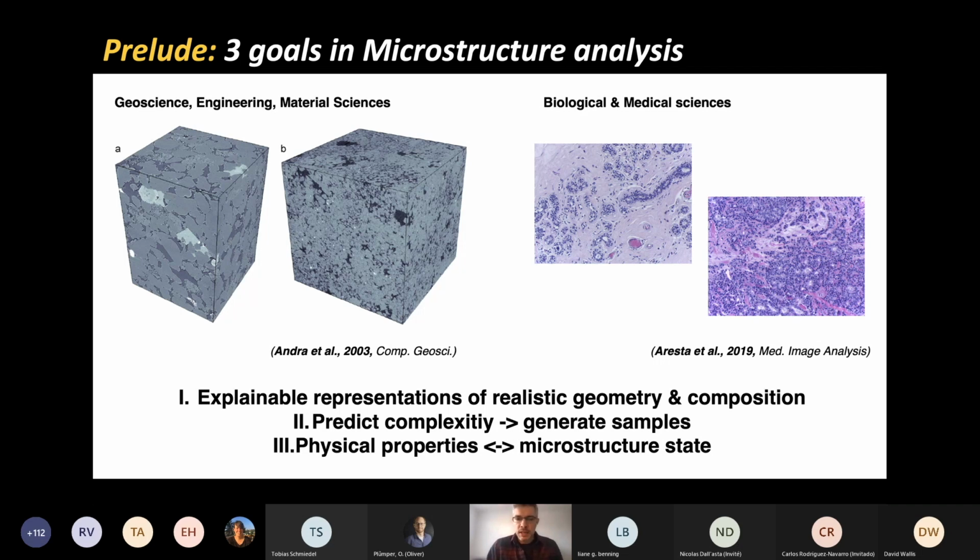If we have such representations, then what we would like to do is to be able to predict complexity. So we would like to take images such as the ones that you see here on the screen, and we would like to make new samples out of them. If we can abstract them, then maybe we can make a copy or a numerical sample that somehow represents the features that we care about in these images. That's the second problem that we talk about.